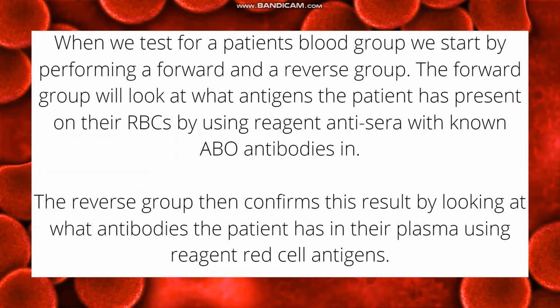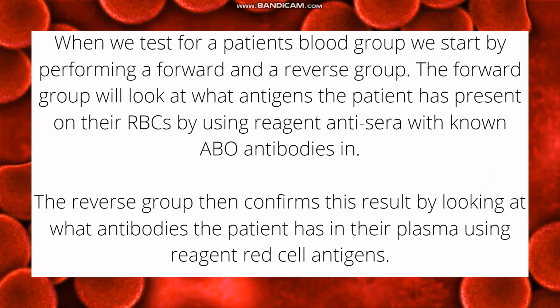When we test for a patient's blood group, we start by performing a forward and reverse group. The forward group will look at what antigens the patient has present on their red blood cells by using reagent antisera with known ABO antibodies in. And I will tell you right now, when you're first starting out in blood transfusion, getting the antigen versus antibody understanding down can take a little while, but just remember that antigens are on the red blood cells, the antibodies are in the patient plasma.